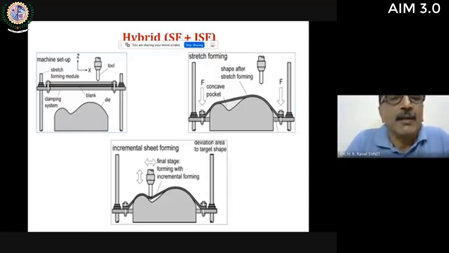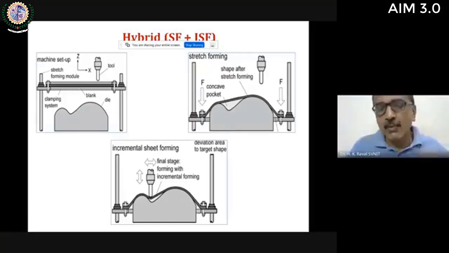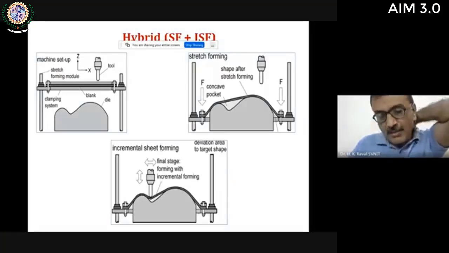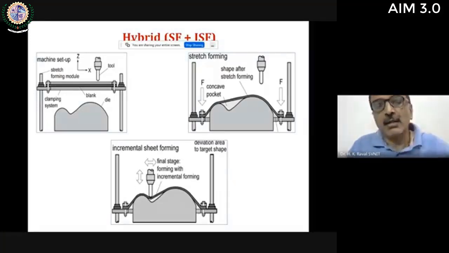You can see that the sheet is clamped in the clamping system, and then the entire system descends against the die. So the sheet will wrap around the die, except the cavity will not be wrapped around. Only the dome portions or top portions are covered with the stretching of the sheet. To get the forming of the sheet under the cavity, which is called negative forming, the tool moves along a particular tool path, and ultimately you will get the shape generated. That is called hybrid sheet forming, wherein conventional sheet forming and incremental sheet forming are combined together.